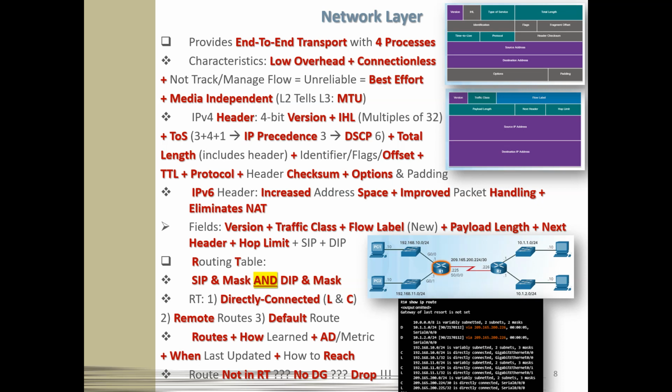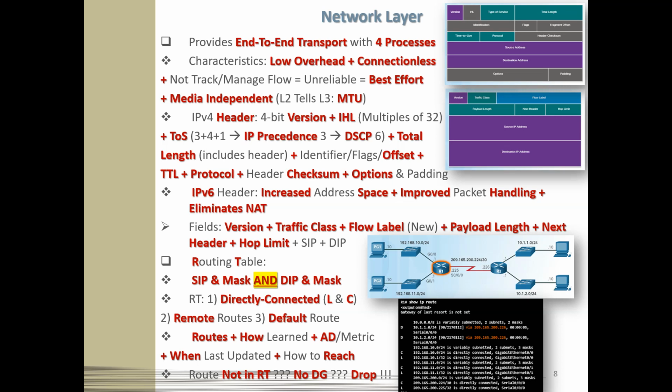For example, 2170112 represents the metric or value assigned to reach this specific remote network. Similar to administrative distance or AD, with metric, the lower values indicate preferred routes.